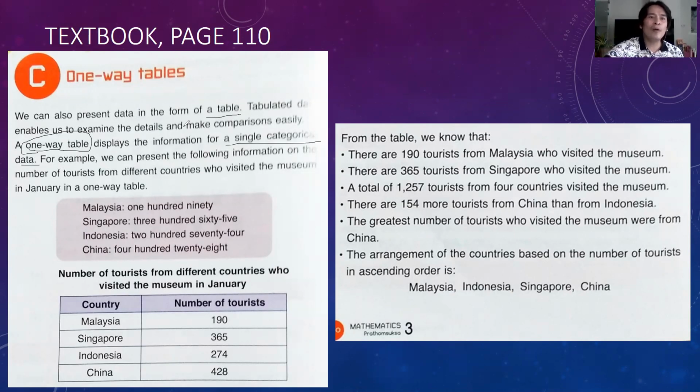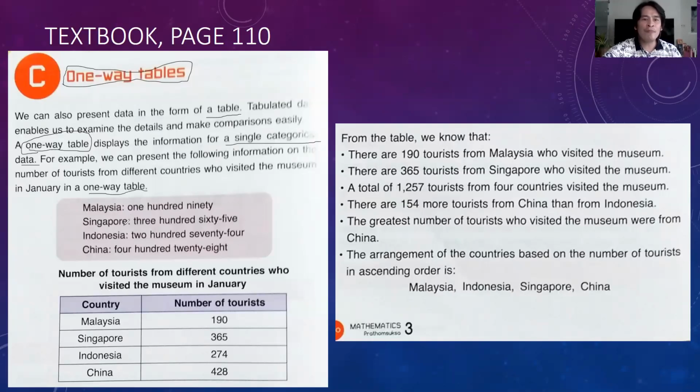So that's what it means. Single categorical data, not multiple. So it's called a one-way table. For example, we can present the following information on the number of tourists from different countries who visited the museum in January in a one-way table.